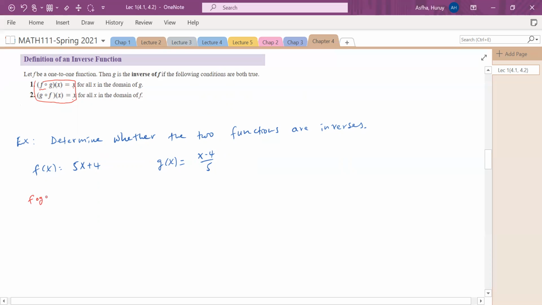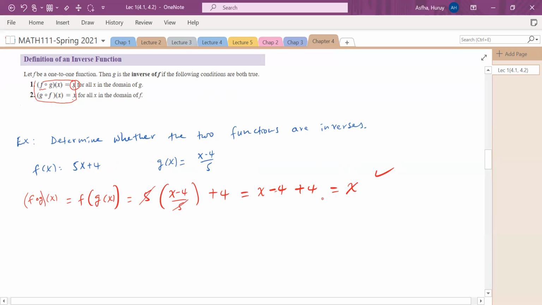f of g of x. This basically means f of g of x, and g of x is this one, so I will plug this one in here: 5 times x minus 4 over 5, plus 4. So the 5s will cancel out. We have x minus 4 inside, and then plus 4, and minus 4 plus 4 is 0, so we have x, and that's what we have right here.